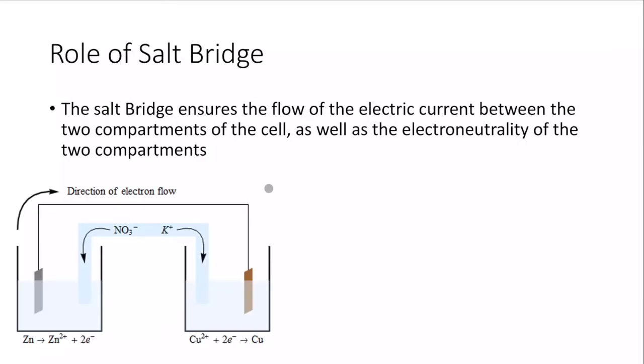Now let's go to the role of the salt bridge. Well, we have two roles of the salt bridge. The salt bridge ensures the flow of electric current between the two compartments of the cell. So here we don't want to make the cell in an open circuit. We need electricity to flow, and because we need electric current to flow inside the cell, we need to close the circuit. So how do we close the circuit? We dip this electrolytic solution, as I've mentioned, it conducts electricity. We dipped it inside the two solutions. So as you can see, it's a closed circuit now.